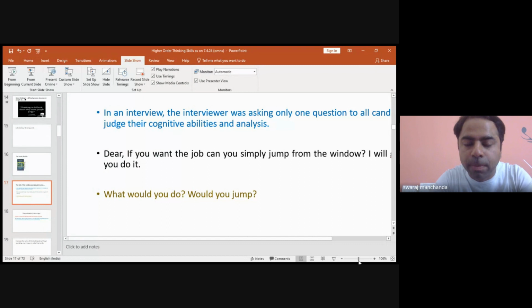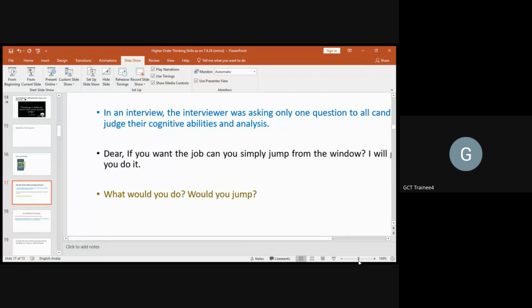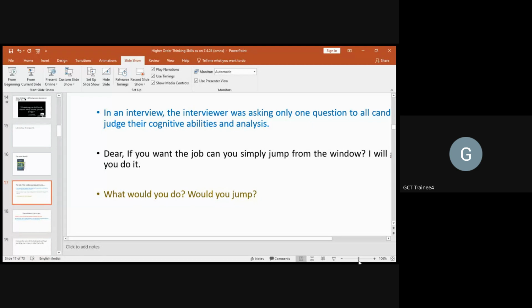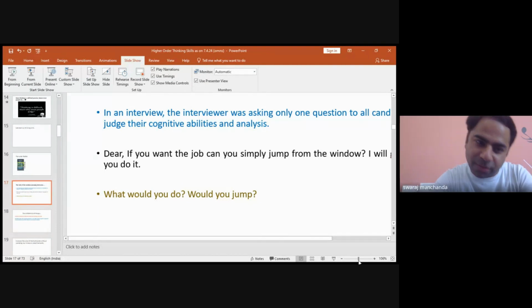You start judging. He's saying jump from the window. He's not saying jump outside the window. You have to go near the window and jump inside. A lot of educators have given this answer: jump inside the room. So they are using their intellectual and higher order thinking skills. First of all, we have to develop those skills, then only we can impart them to the students.